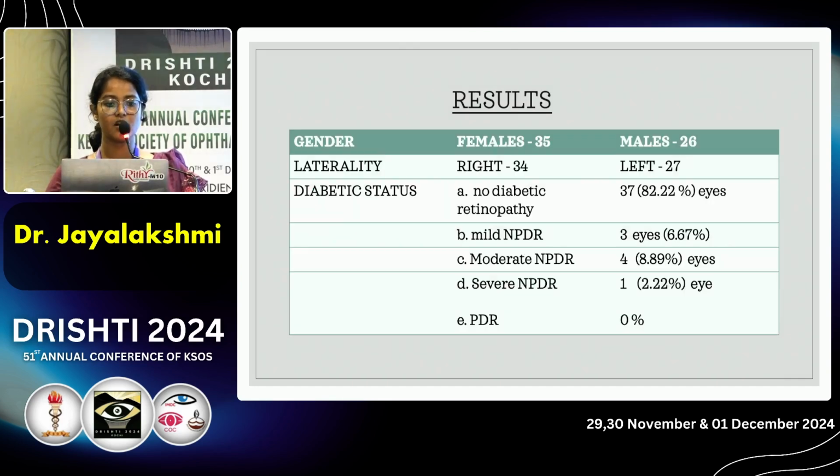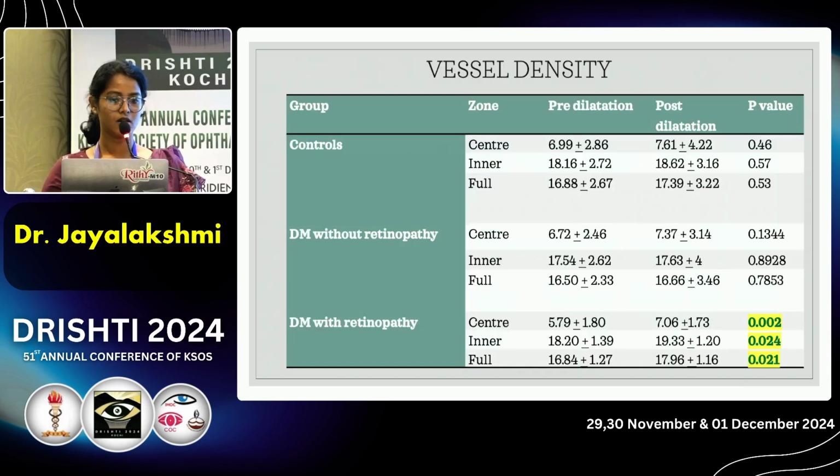Moving on to results. 35 eyes of females were included in the study and 26 male eyes, and there were 34 right eyes and 27 left eyes. In diabetic status, 37, that is 82%, had no diabetic retinopathy. 3 eyes had mild NPDR, 4 eyes had moderate NPDR, 1 eye had severe NPDR, and no eyes were included with PDR.